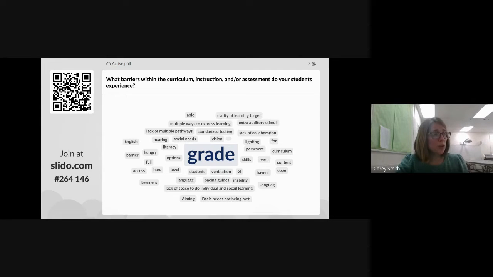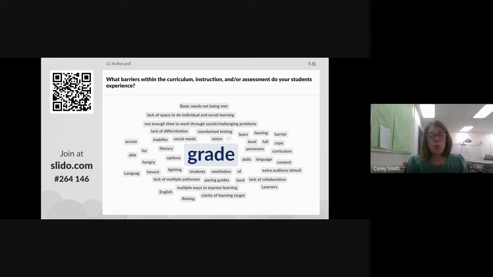So what we're going to do is take these and break out into breakout groups. And your group is going to be tasked with starting off by just picking one barrier and brainstorming what supports you can put in place to break down that barrier for your student.